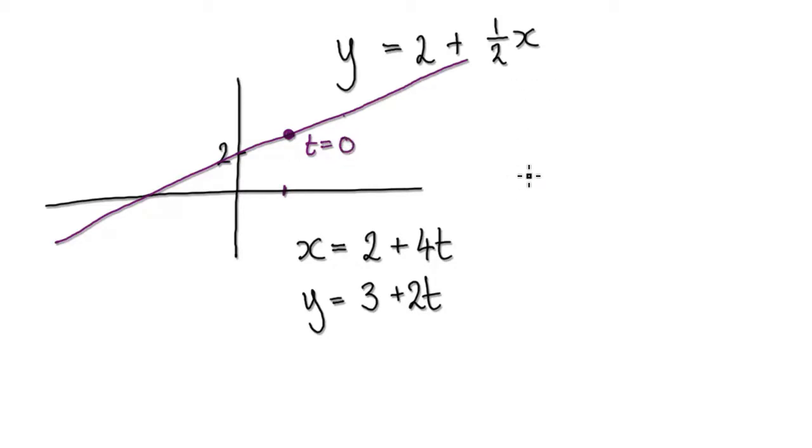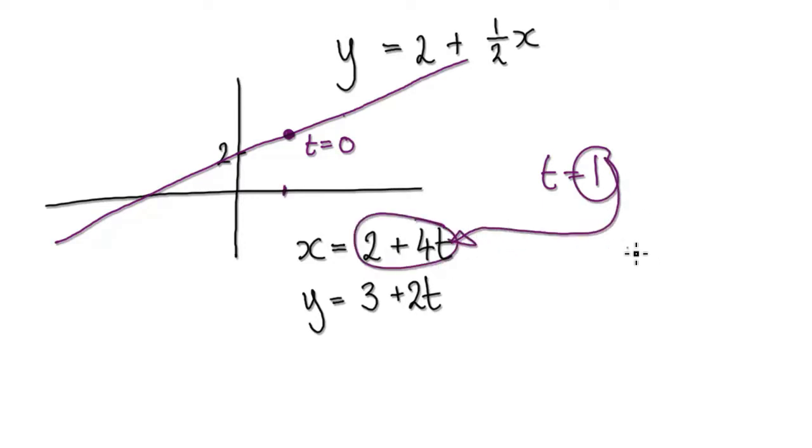So let's try and look what happens when t equals 1. So put this into here. X will be 6. Put 1 into here. Y will be 5. So that will be somewhere around here. So this is at t equals 1.